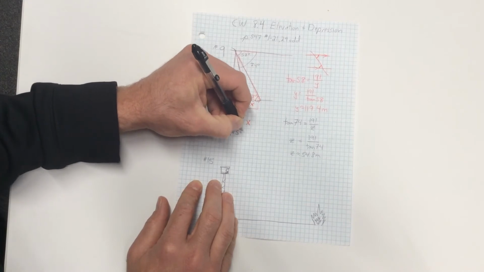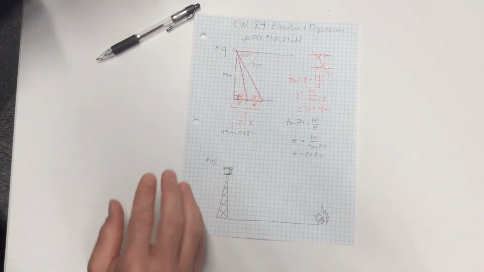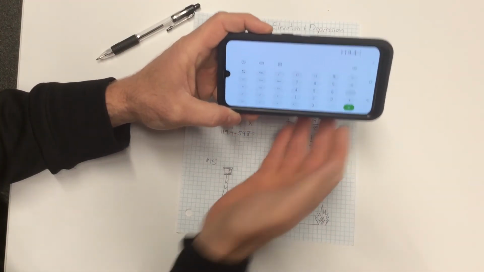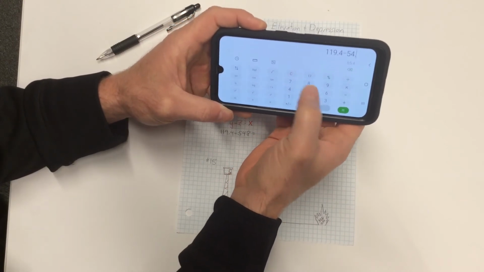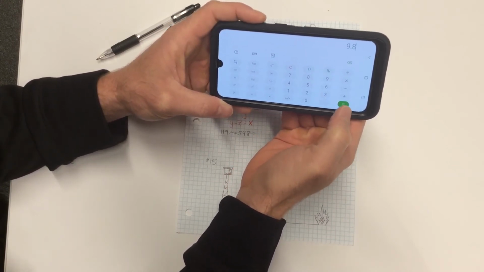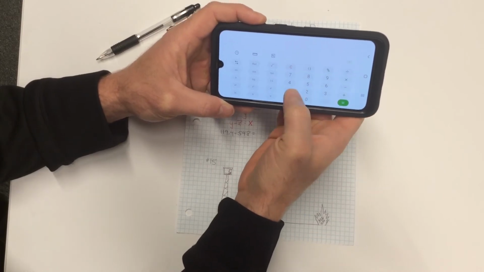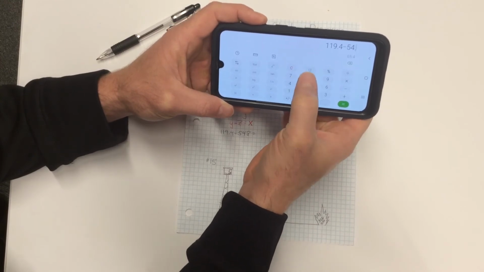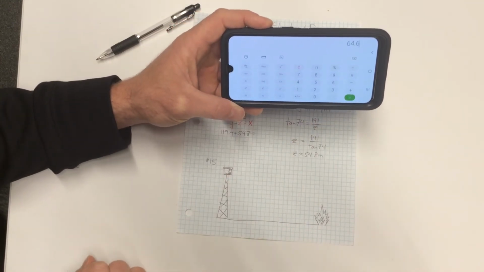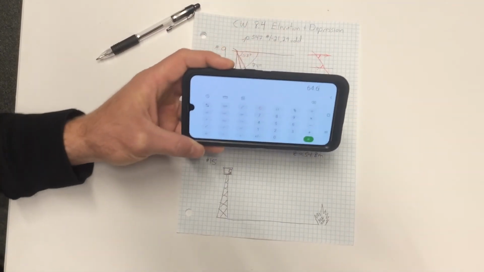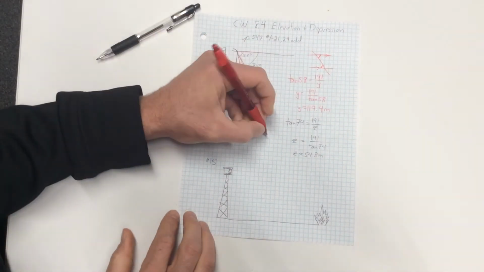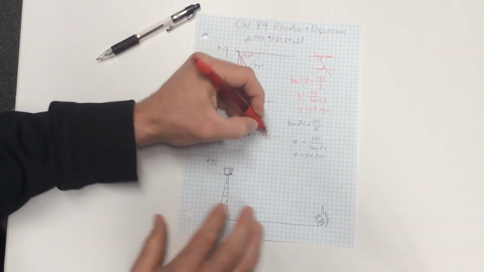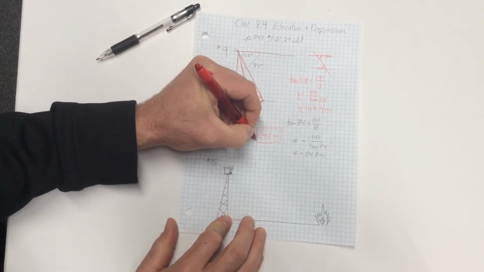119.4 minus 54.8. Whoops, did it too many times. Do it again. 119.4 minus 54.8 is 64.6 meters, which, if you're using the back to get your answers like you should, is correct. 64.6 meters. So that is the distance of this beautiful, fresh flowing river.